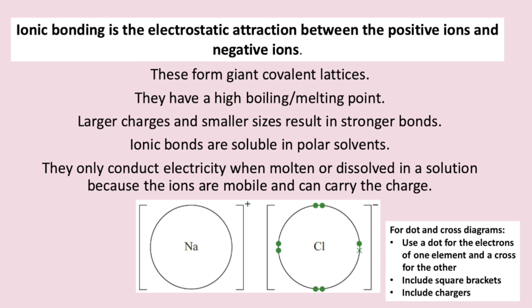Ionic compounds conduct electricity, but only when molten or dissolved in water. They do not conduct electricity when solid. This is because, when dissolved or molten, the ions are mobile and able to carry the charge throughout the compound. We can also use dot and cross diagrams to show the bonding in an ionic compound. Remember, a cation is positive and an anion is negative.